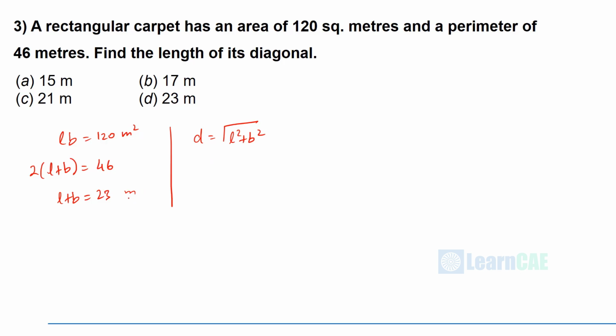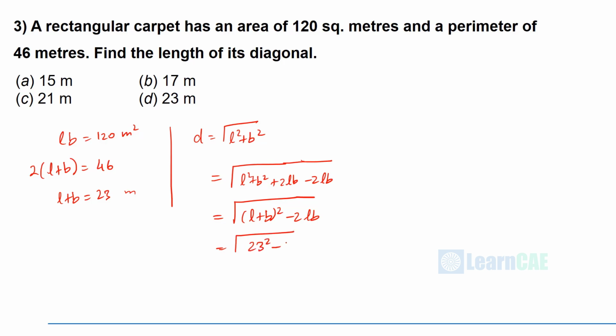We shall try to substitute these two values, that is LB and L plus B, into this equation and then find out the diagonal directly. So what we shall do is L square plus B square, we shall add plus 2LB and minus 2LB. So this L square plus B square plus 2LB is nothing but (L plus B) square minus 2LB. We have got L plus B, which is 23 square minus 2 into LB, which is 120.